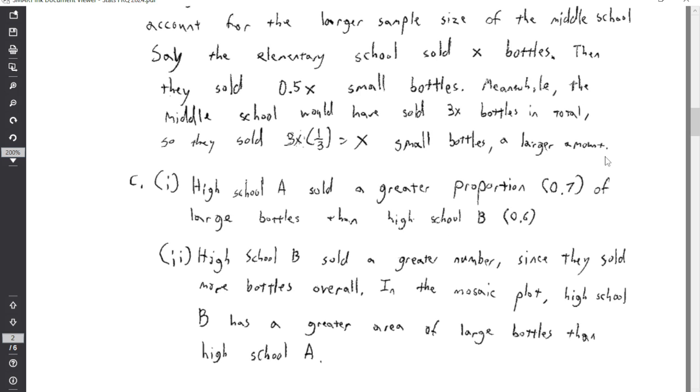And in the plot, you can tell that because of the height for the proportion and because of the area for the total number. So that's your process on question 2.